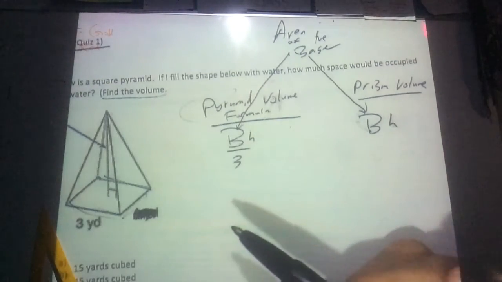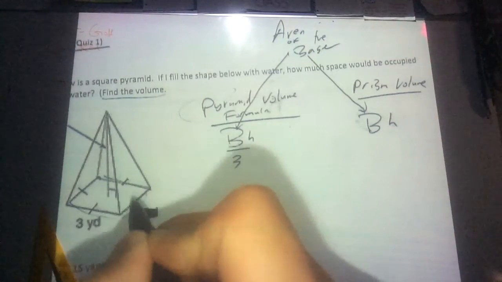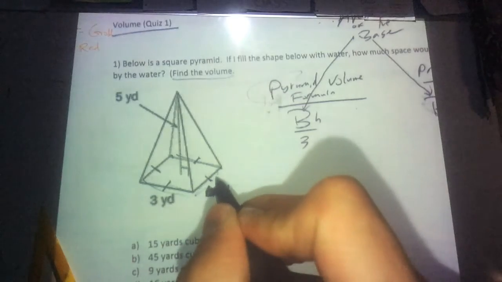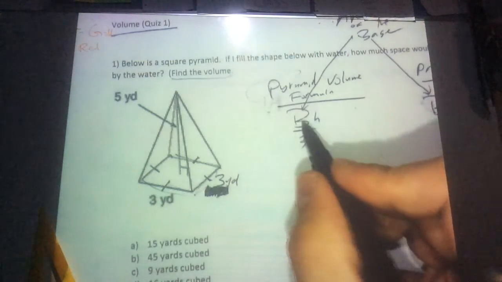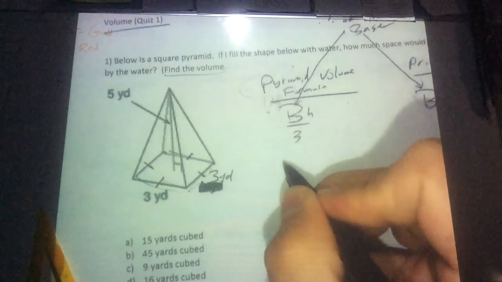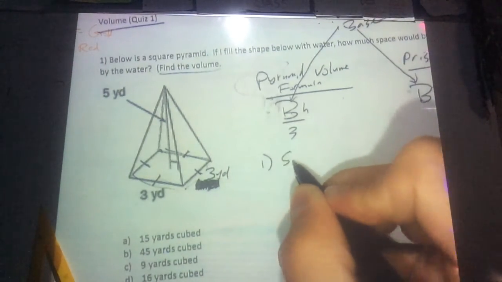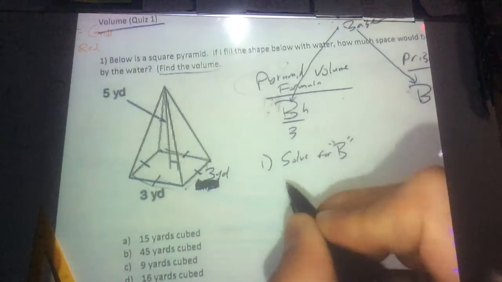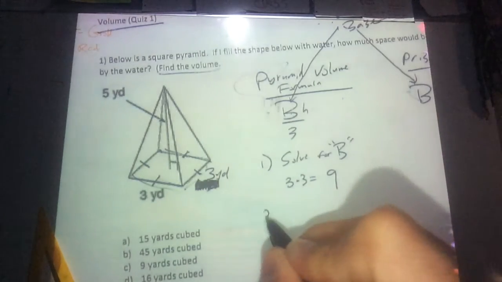this is going to be a pyramid. And if I know that it's a square pyramid, I know that all of these side lengths are equal to each other. Therefore, I also know that this is going to be 3 yards as well. So first step, we'll solve for big B, which is going to be 3 times 3, which is 9.